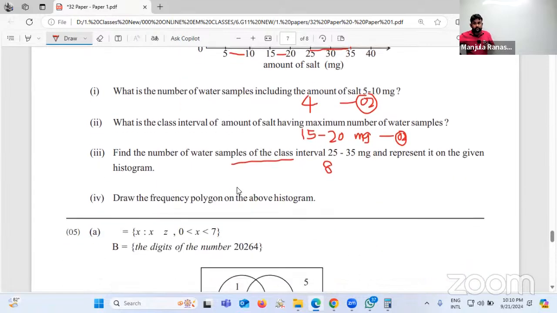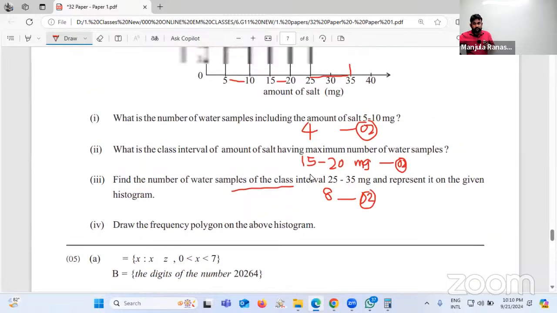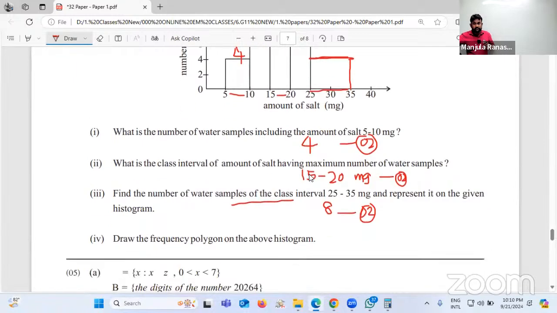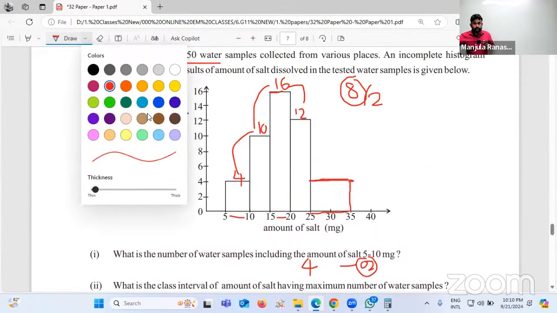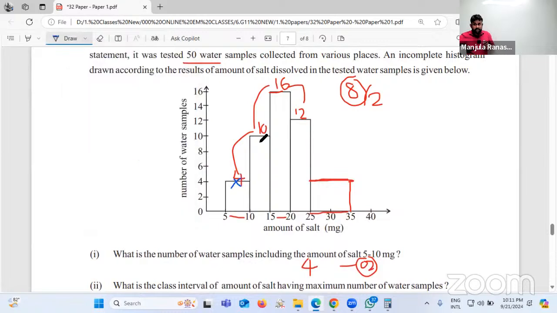And then draw the frequency polygon on the same diagram. So here you have 2 marks. Then the last one. Right, the fourth one: draw the frequency polygon on the above sketch. See how to draw the frequency polygon. You mark the midpoint of each bar. Mark the midpoints by a cross mark on each bar.